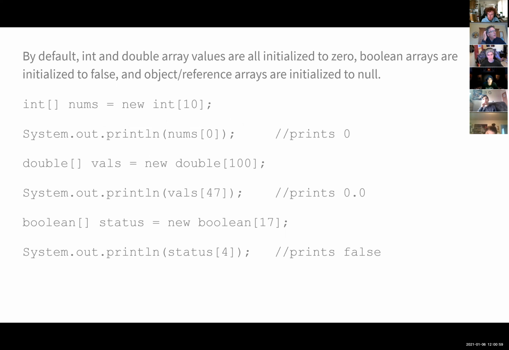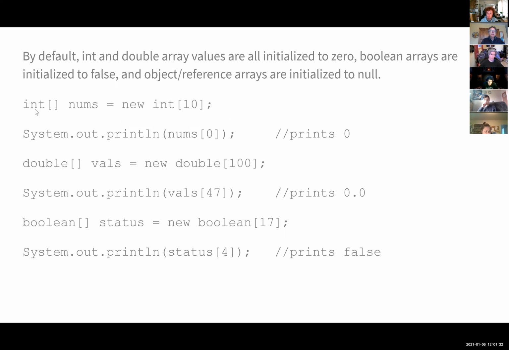Hey, and here's something. By default, integer and double and Boolean arrays all have default values. So integer arrays, they have a default value. When you create one, every element in the array has the default value of 0. And when you create a double array, every value is 0 or 0.0. And when you create a Boolean array, every value is false. So these are just some examples.